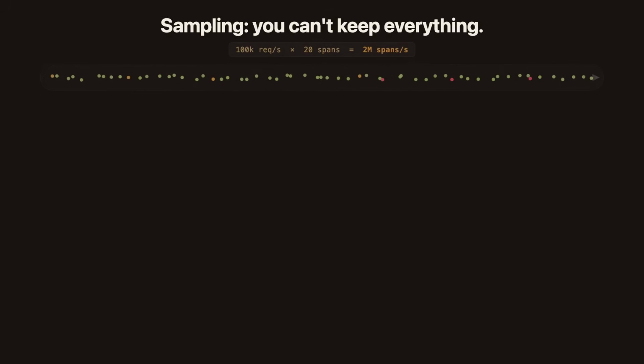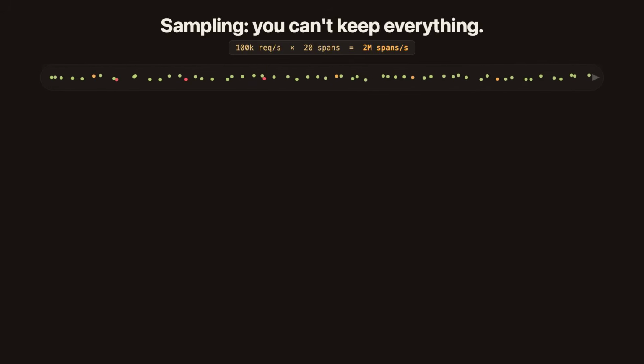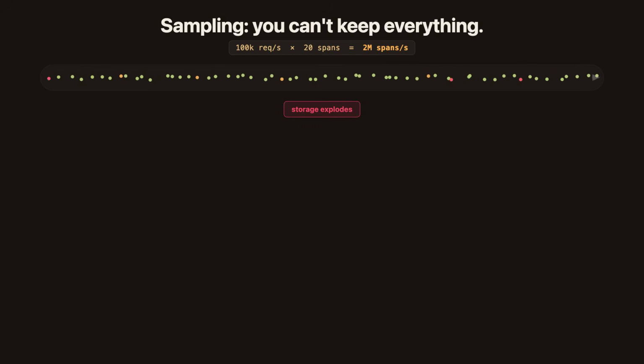A busy service handles 100,000 requests a second. Each trace might contain 20 spans. That's 2 million spans per second, and you'd like to keep a week of history. You can't, you drown in storage costs. So tracing systems sample, they keep a small fraction and drop the rest.